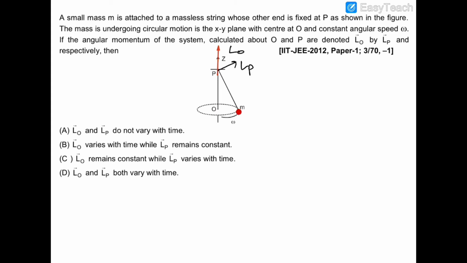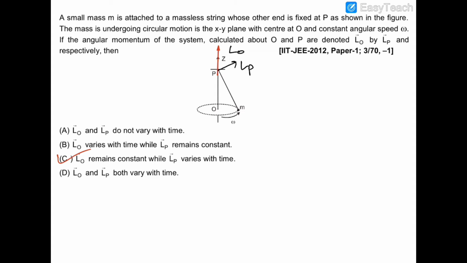But as the particle will move at this side, LP would be like that. So LP is continuously changing its direction. So the correct option we can say is option C, which says that LO remains constant and LP varies with time, is the correct one.